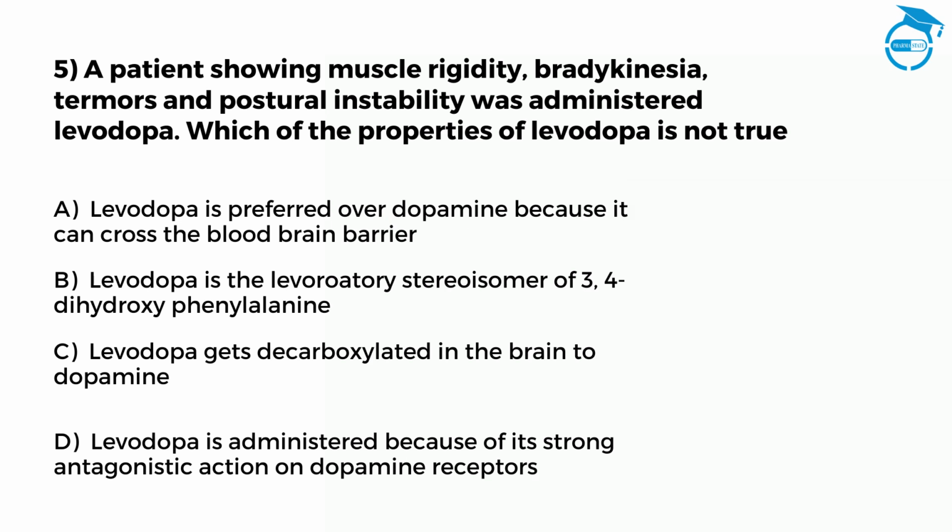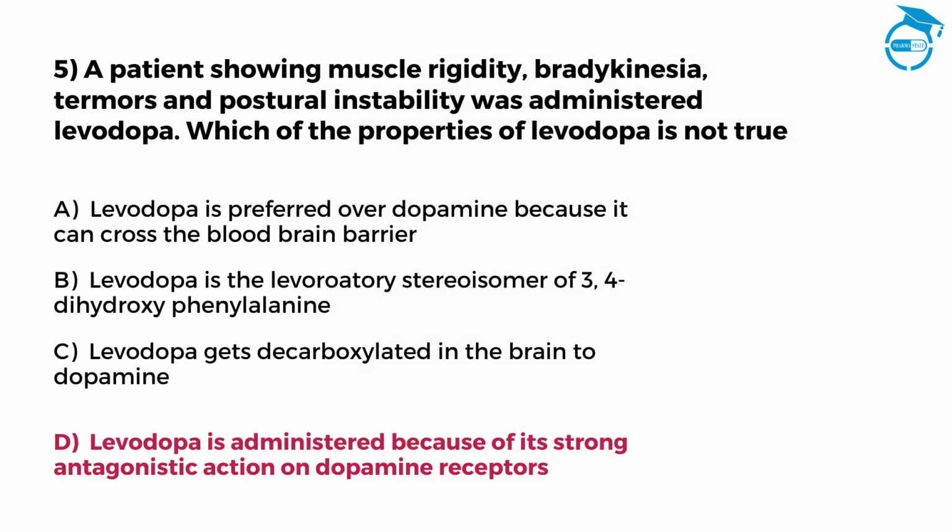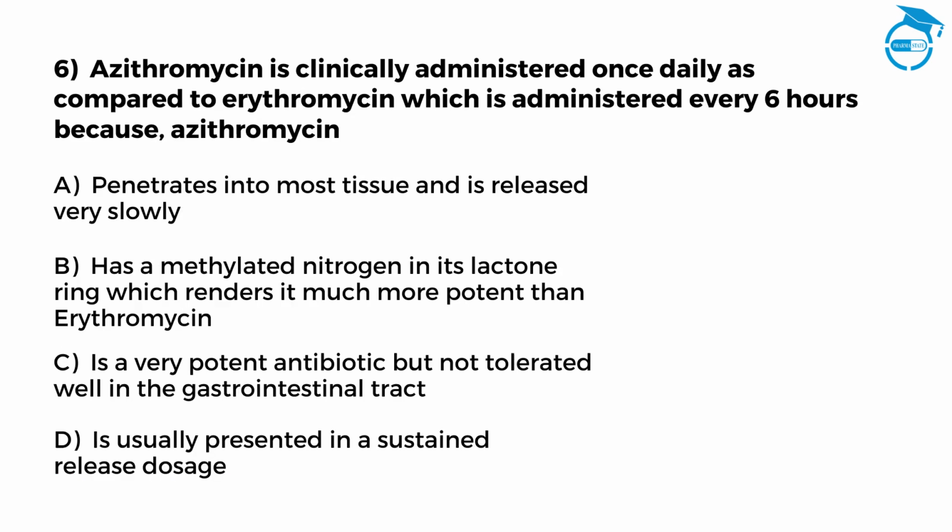Here is the answer. The right option is D, that is levodopa is administered because of its strong antagonistic action on dopamine receptors. Few more questions left, let's move ahead and take the challenge.